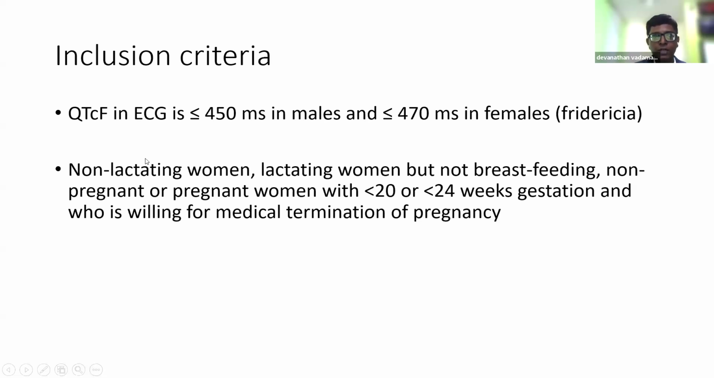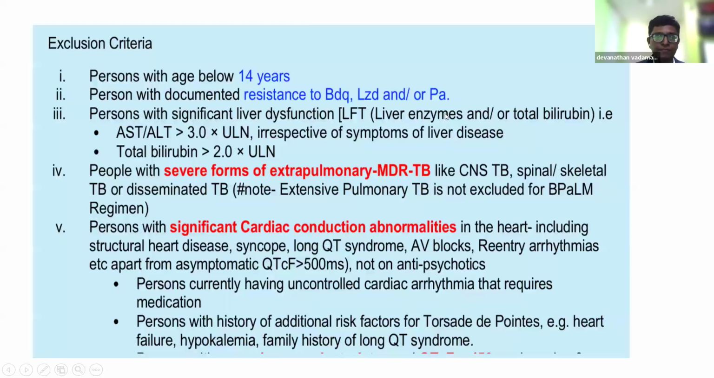Then with regard to females, they should be non-lactating. If they are lactating, they should not be breastfeeding. Only in non-pregnant women can we give this regimen. If the patient is pregnant, then they should be willing for termination of pregnancy in order to be eligible for the regimen. If the patient is going to continue the pregnancy, we cannot give this regimen. Or if the patient is going to breastfeed, we cannot give this regimen. They will be ineligible if they are going to carry on with the pregnancy or breastfeed. If they are non-lactating and willing for medical termination of pregnancy, then we can give this regimen. If not, we cannot. With regard to QTc interval, it should be less than 450 in males and less than 470 in females.